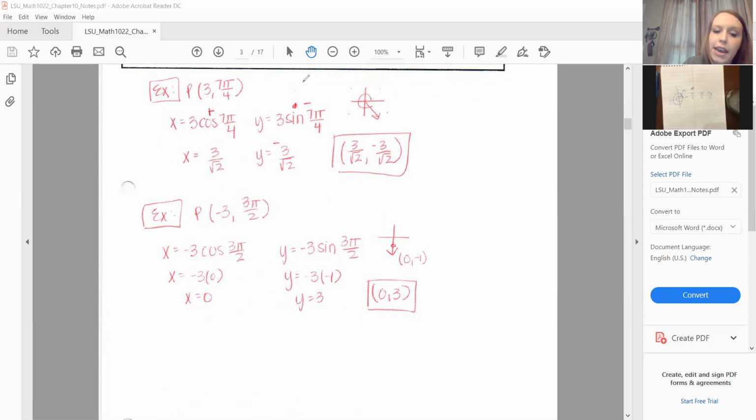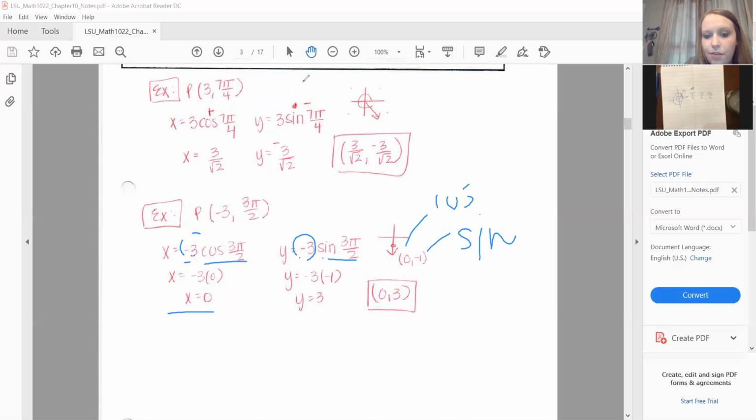Okay, so here's another example where it lands on the axis versus using one of your perfect triangles. So we've got negative 3 and 3 pi over 2. So r is negative 3 now, and then cosine of 3 pi over 2, and negative 3 sine of 3 pi over 2. So 3 pi over 2 lands down here. Remember, x is your cosine, y is your sine. So this one is negative 3 times 0 is 0.